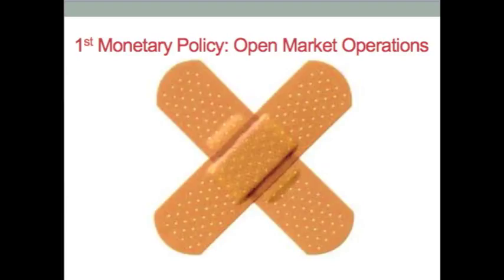Open market operations are the least powerful monetary policy. They are expansionary when the Fed buys securities to increase the money supply and lower interest rates. They are contractionary when the Fed sells securities to decrease the money supply and increase interest rates.